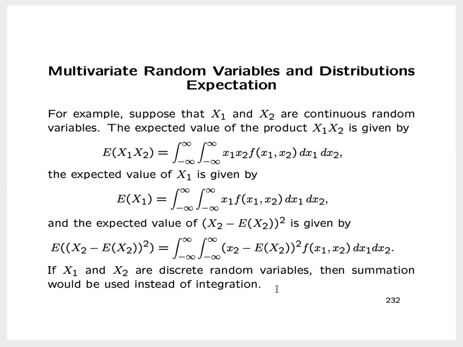Now, if x1 and x2 are discrete random variables, then we would do the same thing we did up here, except we would replace the integral signs by summations.